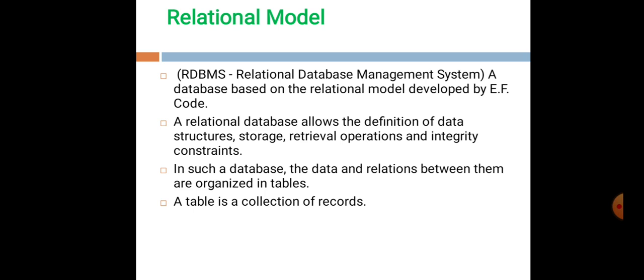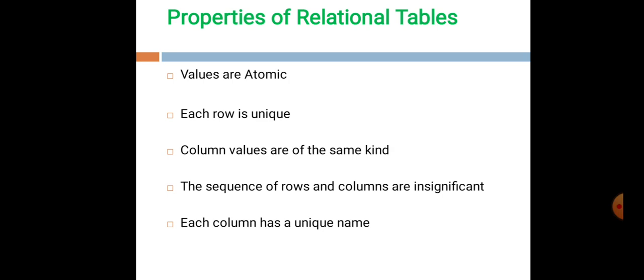A database based on the relational model was developed by E.F. Codd. The relational database allows the definition of data structures, storage, retrieval operations, and integrity constraints. In such a database, the data and relations between them are organized in tables. The table is a collection of records. More than one record organizes a table.